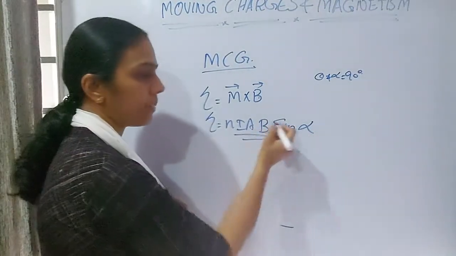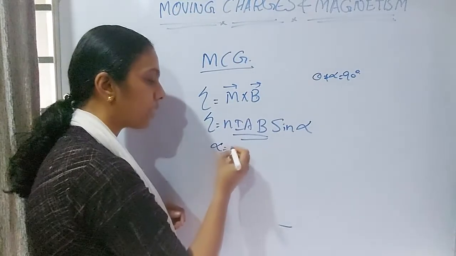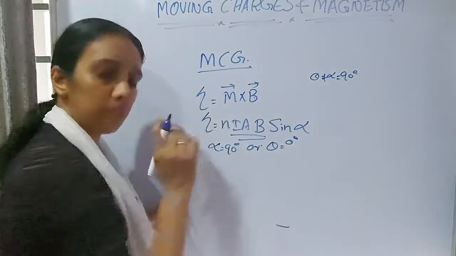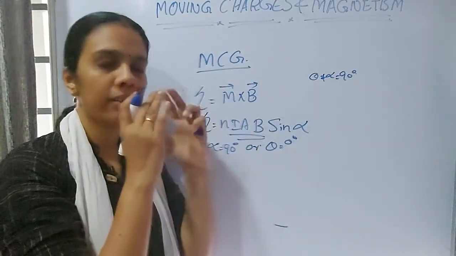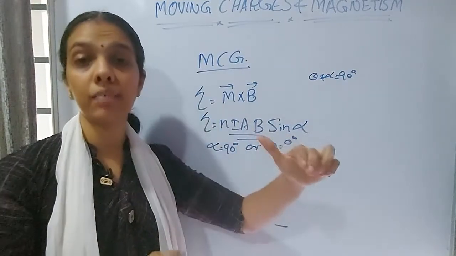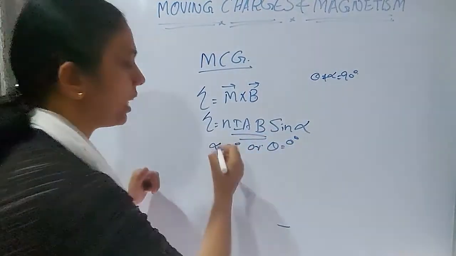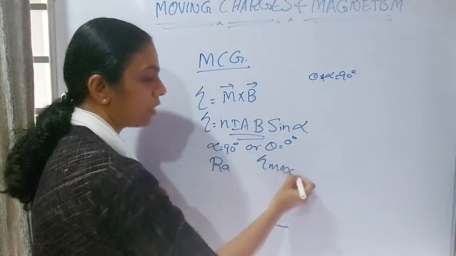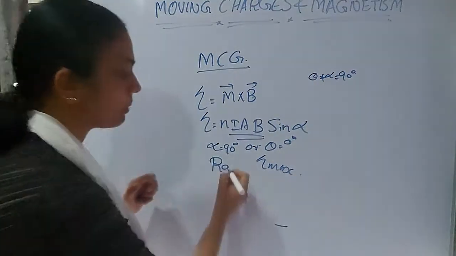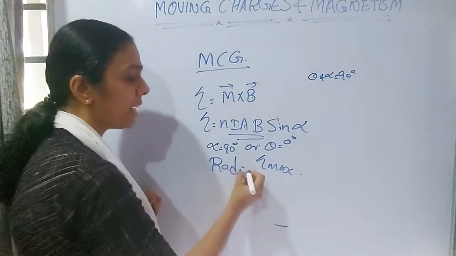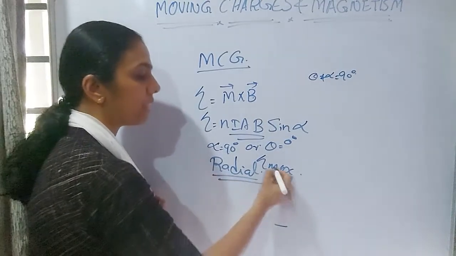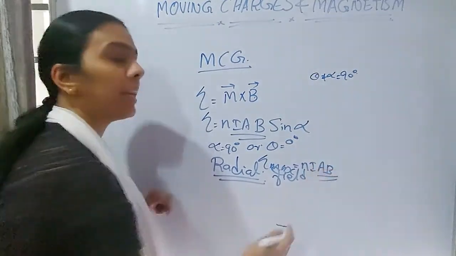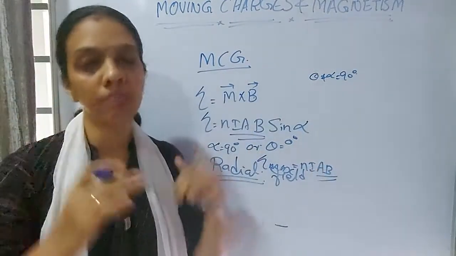Torque equals NIAB sin alpha. So if alpha equals 90 degrees, or theta equals 0, in short, the plane of the coil and the magnetic field are parallel to each other, then we will get a maximum torque. Torque will be maximum over there. That maximum torque value is NIAB. This is called a radial field, where the coil is kept radially.